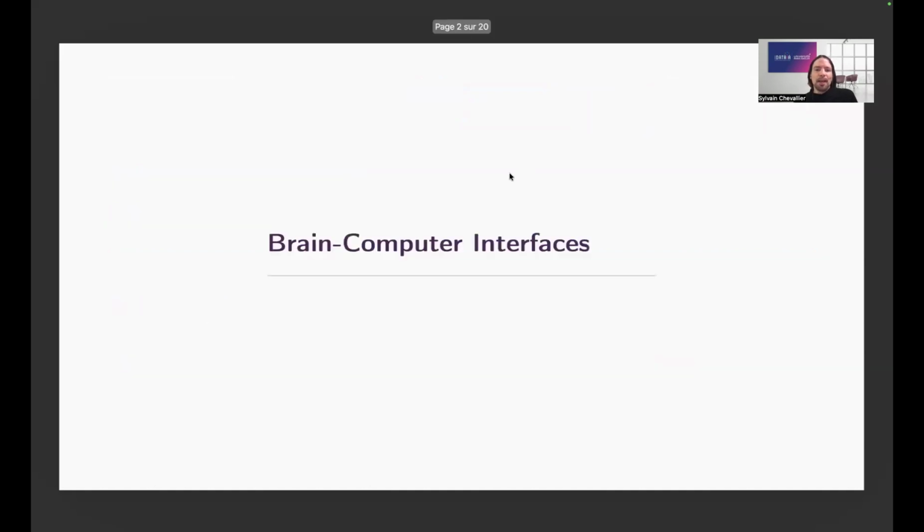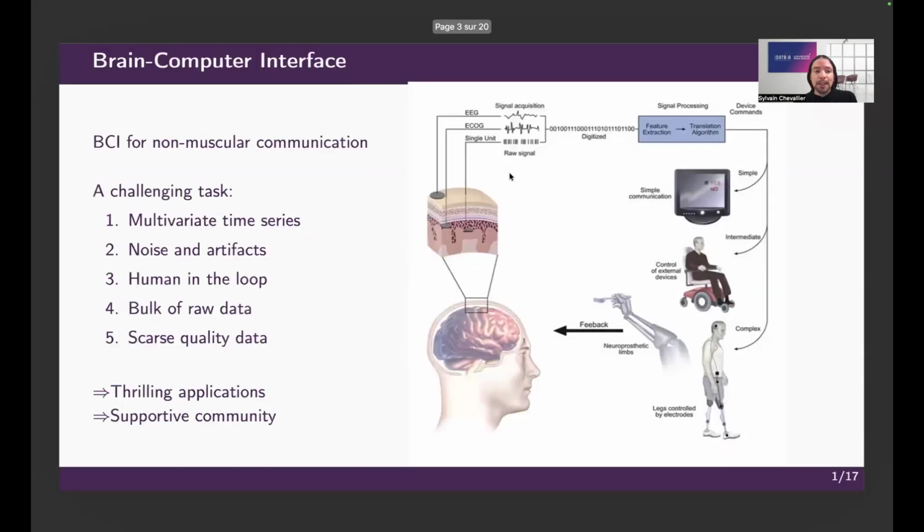So to start with, I'll briefly introduce what brain-computer interfaces are, very briefly. The most central idea is to have non-muscular communication. It's a real challenging task because we need to extract, from multivariate time series that could come from single unit recording, ECoG, EEG, MEG, some signal of interest that we could then use to control devices and give feedback to the user. It's a very difficult task with lots of noise, lots of artifacts.